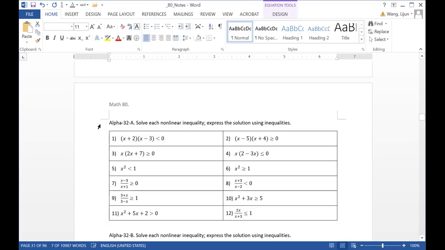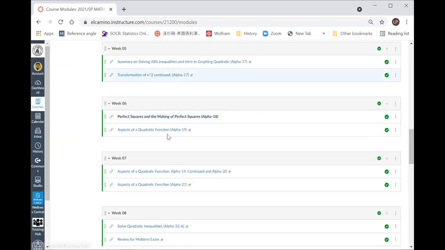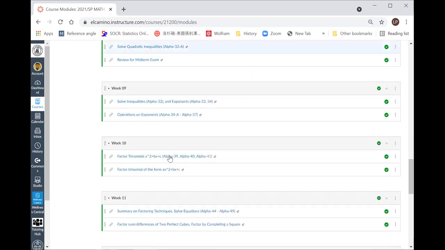Before the midterm, we covered up to alpha 32A, which is inequalities, 32A right here. Okay, your 32A. So if you look at the solutions on your midterm exam, that should help. So all the way from week number 5 to week number 8, these lectures are addressing quadratic. Okay.